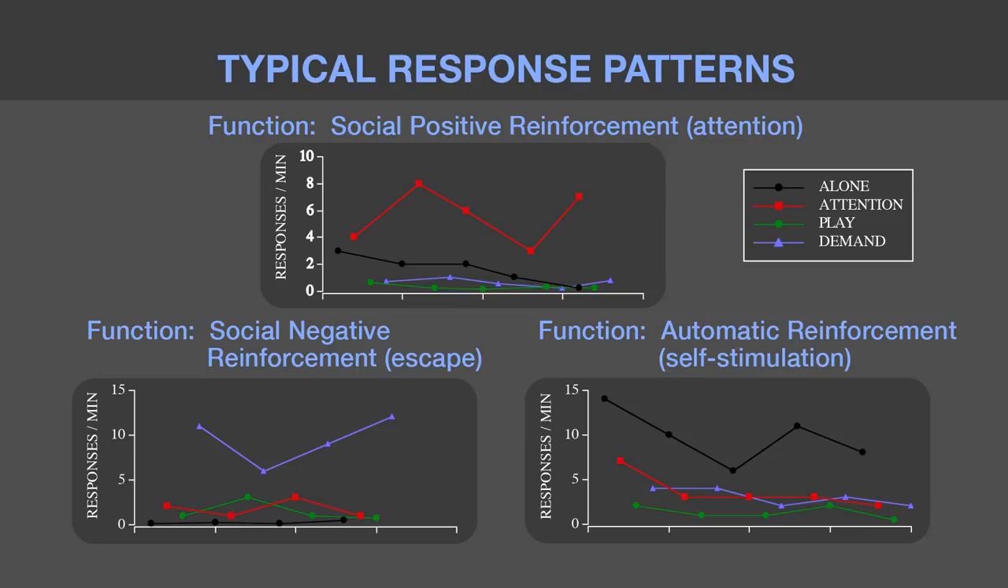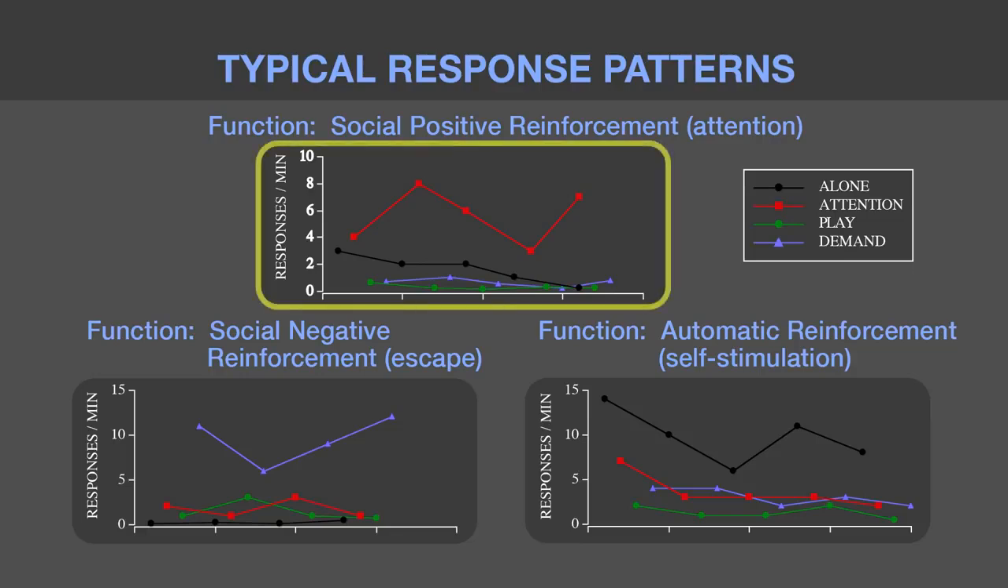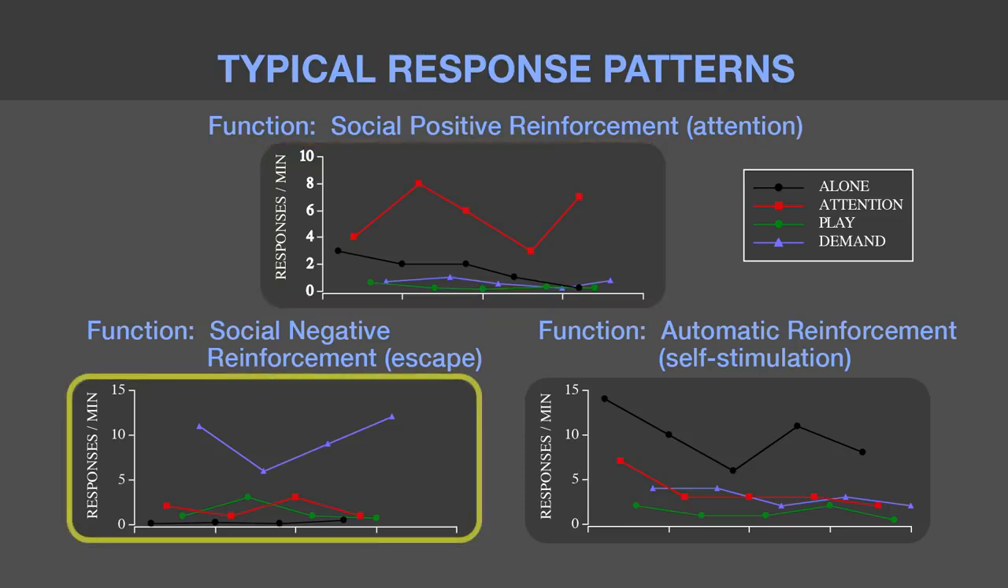Now, what I did was I color-coded the data points to illustrate the different conditions. So the data shown in red represent the attention condition. The data points shown in black represent the alone condition, blue the demand condition, and green the play condition. And recall that green is the play condition, which is the control. So in the graph at the top, there is clearly a higher rate of problem behavior in the attention condition. So we would say that this problem behavior is maintained by social positive reinforcement, that is in the form of attention. Now, with the same graphing conventions, the graph in the middle simply shows a different outcome. The highest rates of behavior are occurring in the demand condition.